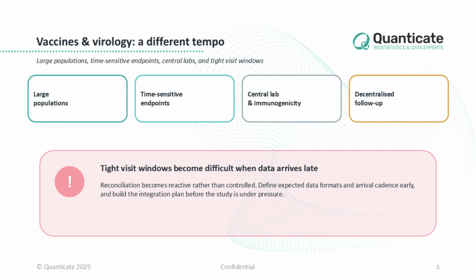Next are vaccine and virology studies, which often have a different tempo. They may involve large populations, time-sensitive endpoints, safety surveillance, central laboratory data, immunogenicity assays, and sometimes decentralized follow-up. Tight visit windows can become difficult if data arrives late or in a format that does not match the expected structure. Reconciliation then becomes reactive rather than controlled.